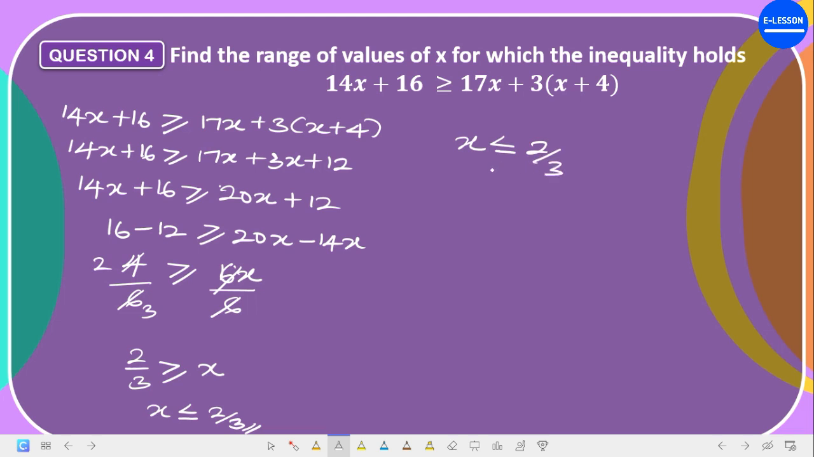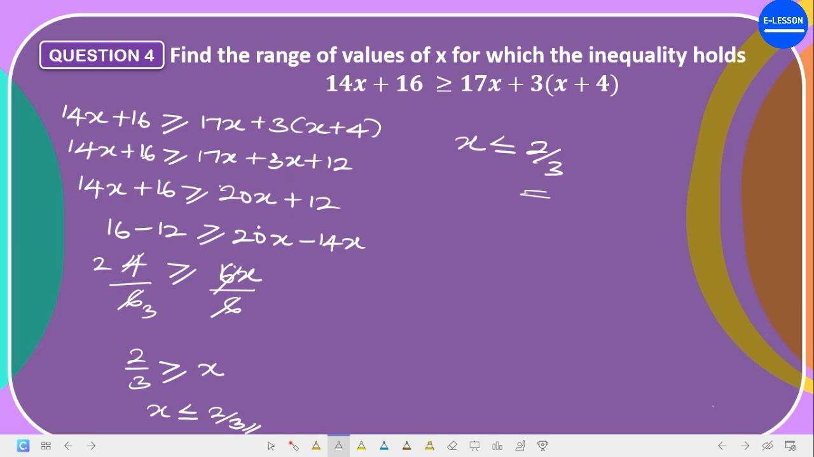Now, if x is less than or equal to 2 over 3, these are the range of values. The range of values will be any value that is less than 2 over 3 or equal to 2 over 3. Those values, you will start counting them downward. But for now, this is the range of values that will satisfy that. x must be equal to or less than 2 over 3.